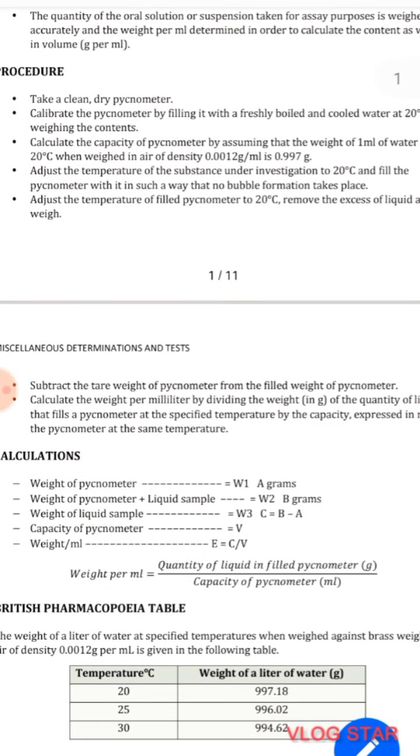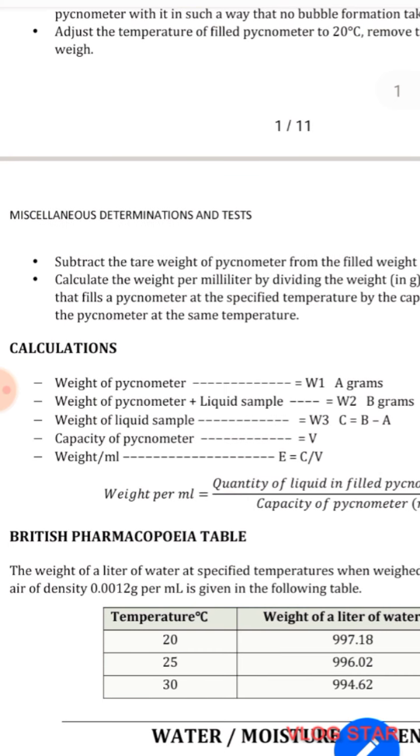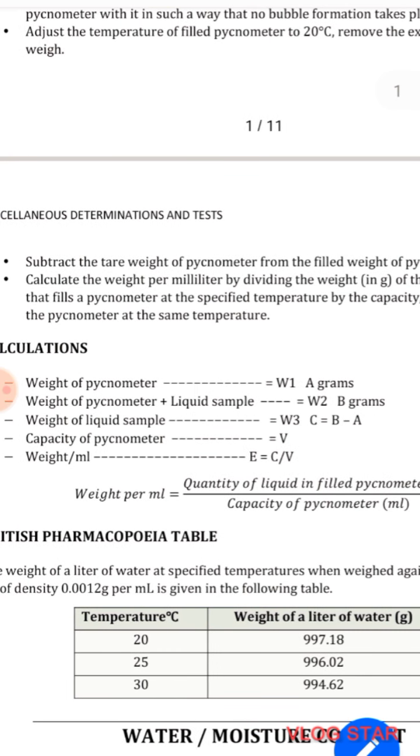Now we'll go toward the calculation. What will be the calculation? First, the weight of the pycnometer, we give the name W1, in grams. Second, the weight of pycnometer plus liquid, that is your water, through which you will find out how much water can be adjusted in that pycnometer. Thirdly, the weight of the liquid sample, the sample which you want to weigh. Now C is equal to B minus A, where B is W2, the weight of pycnometer with liquid, and A is the weight of the pycnometer.